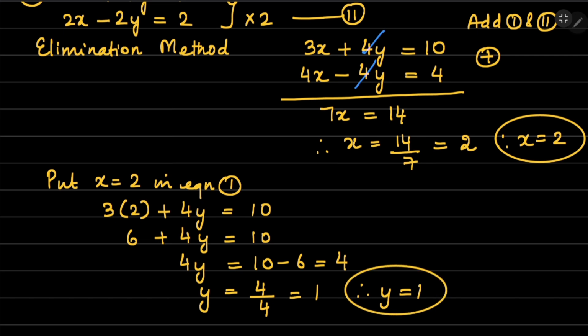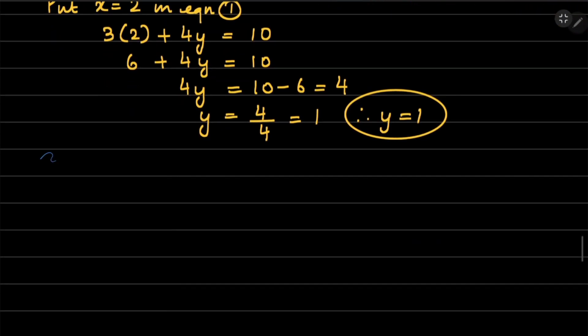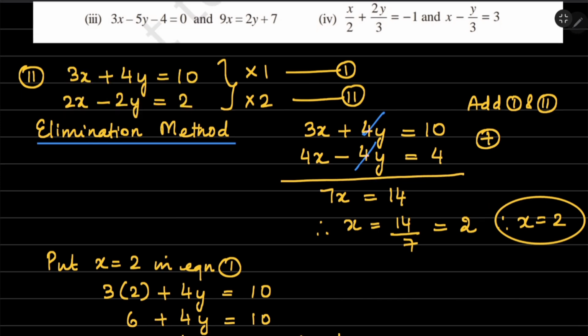Okay, so this is using which method? You have been using the elimination method to find out the values of x and y. Now, which is the next method that you will use? We will be using the substitution method. Let me take the two equations again. I'll just copy the first and the second equations.